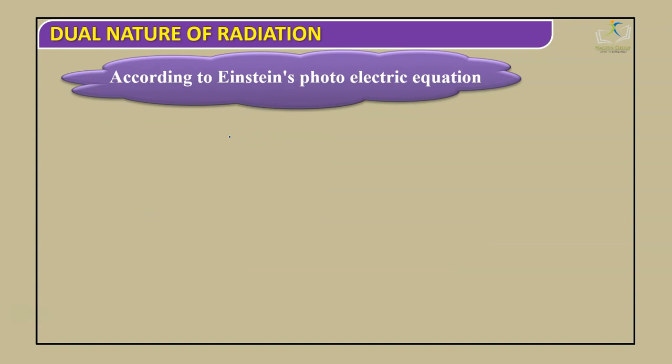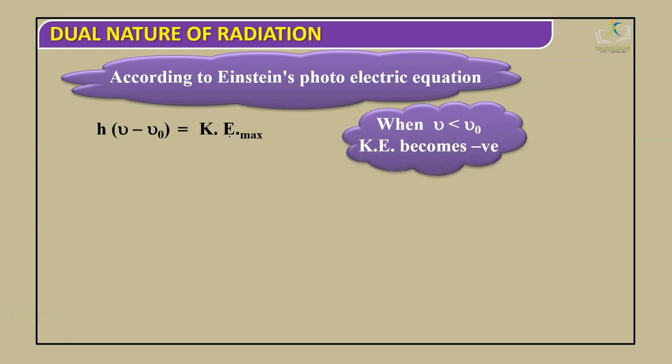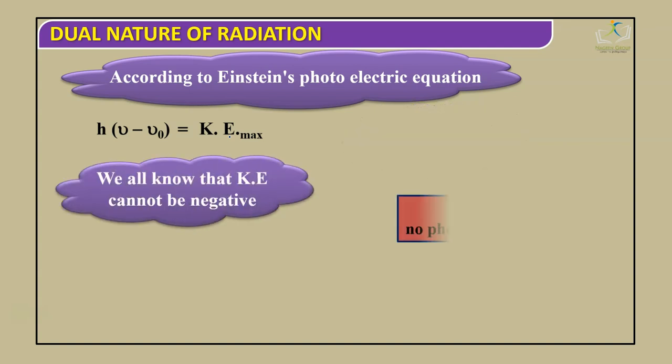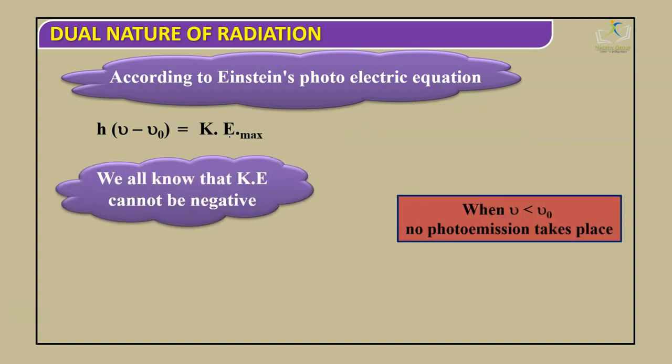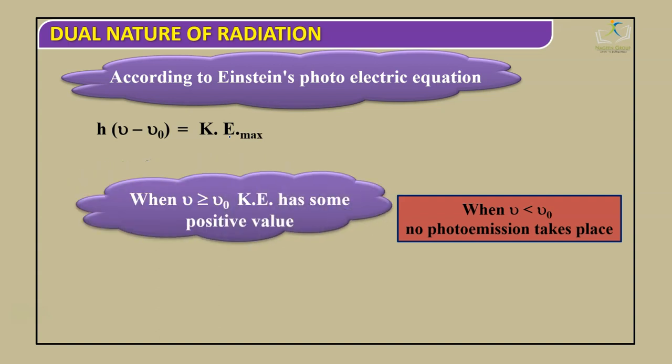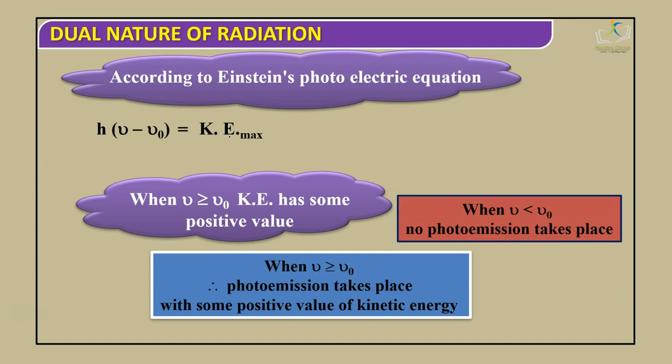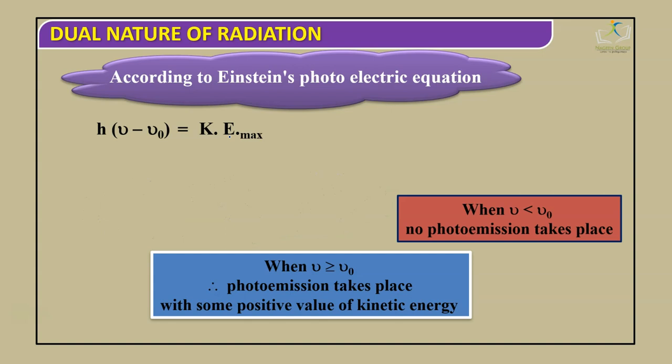According to Einstein's photoelectric equation, h(ν minus ν0) is equal to kinetic energy. When ν is less than ν0, then kinetic energy becomes negative. We all know that kinetic energy cannot be negative. So when ν is less than ν0, no photoelectric emission takes place. When ν is greater than ν0, kinetic energy has some positive value. So photoelectric emission takes place with a positive value of kinetic energy.